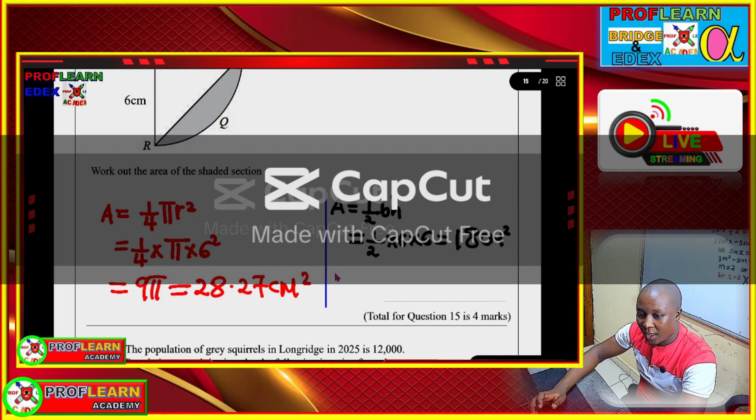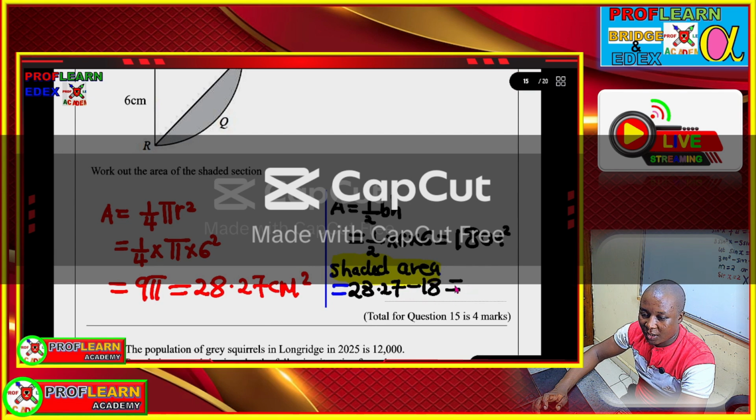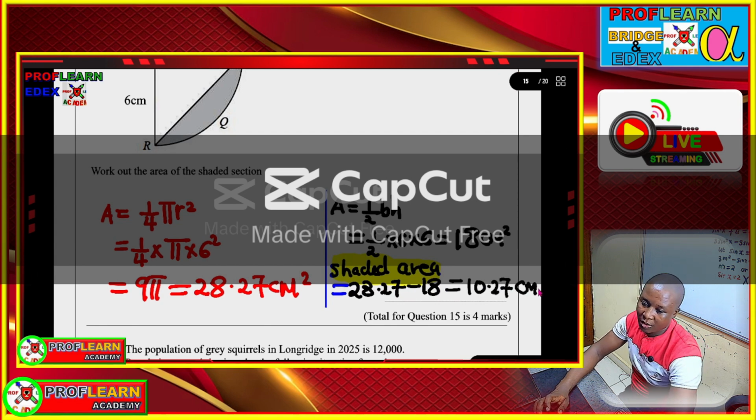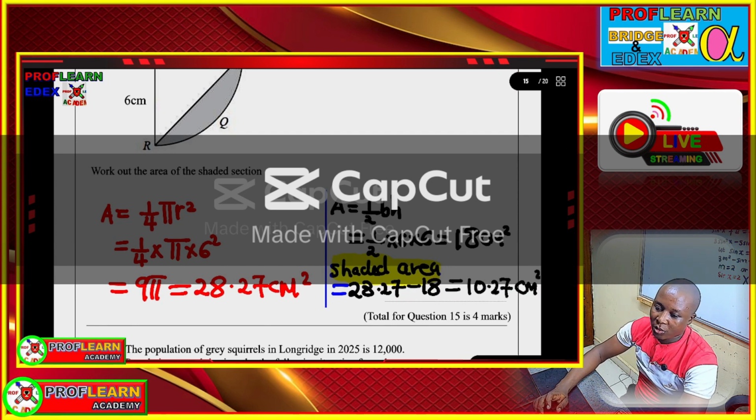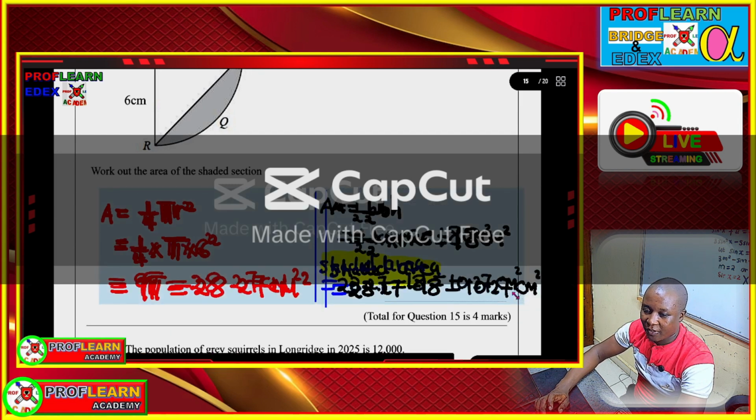Now, in order to work out the area of the shaded region, we are going to subtract the area of the triangle from the area of the sector, 28.27 minus 18. Let's work it out, and that is going to be 10.27 centimeter squared as the final answer in that case.